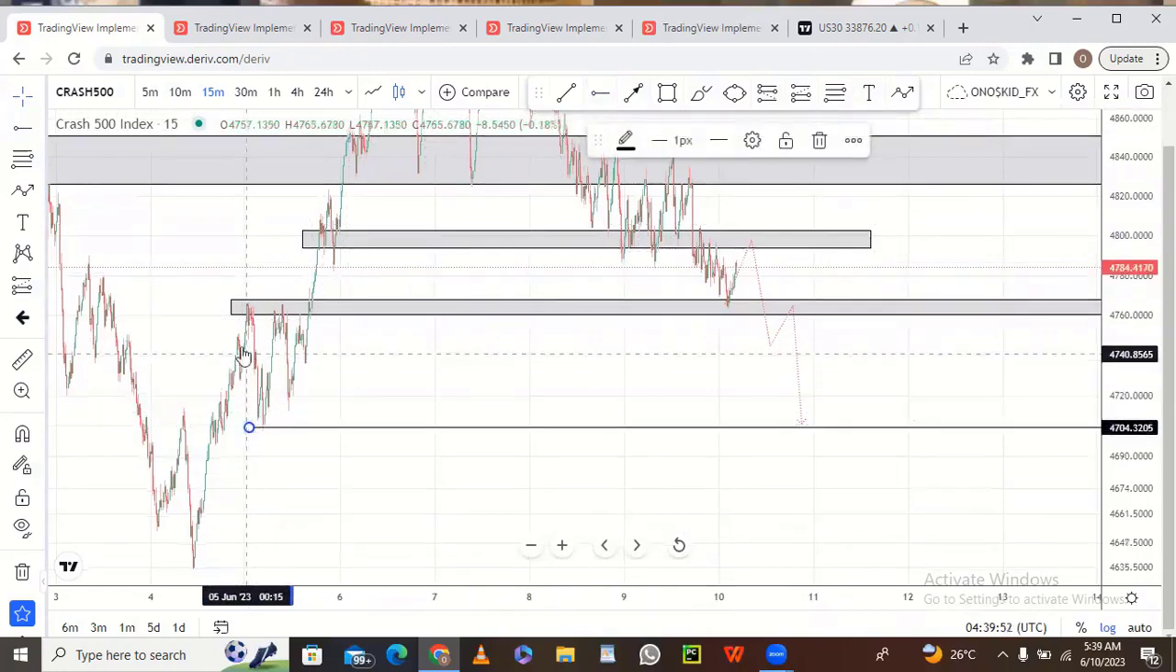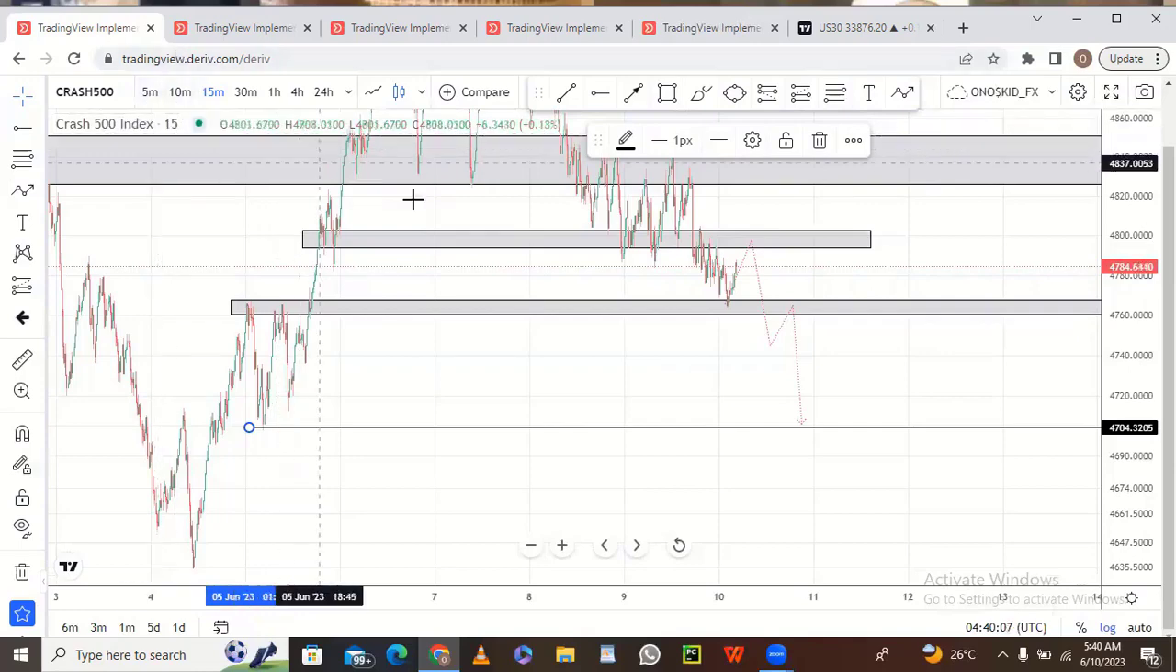Okay, you see, this is 15 minutes. Please make sure you refine as low as 5 minutes to probably reduce your risk, because the lower you go, the tighter your stop loss will be. All right, the lower you go, the tighter your stop loss will be.